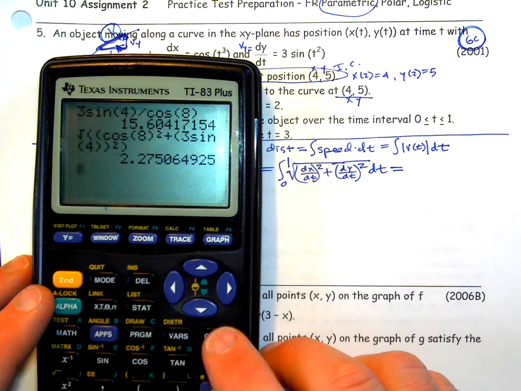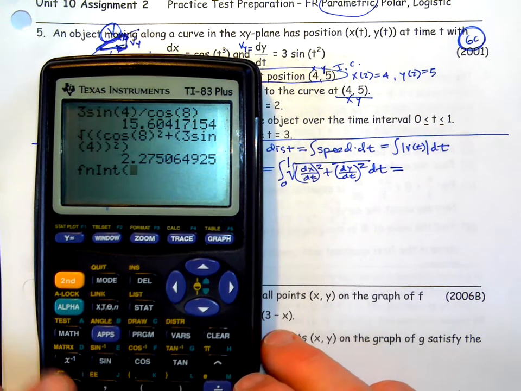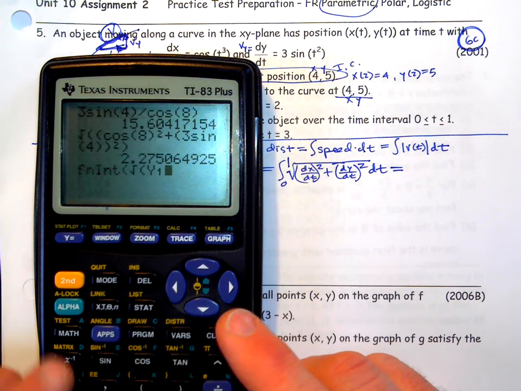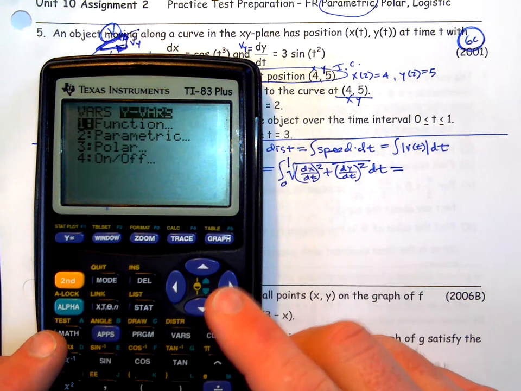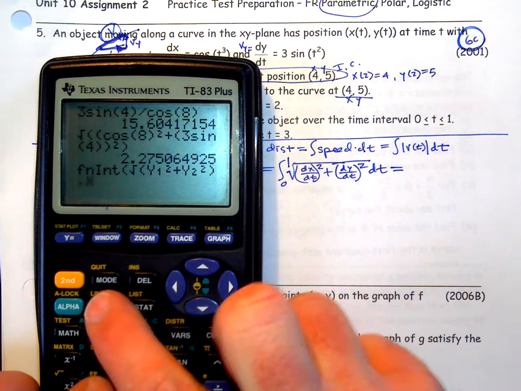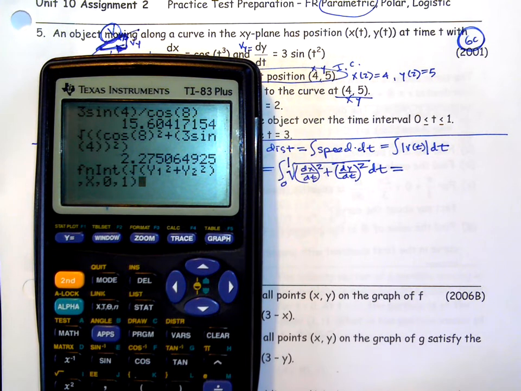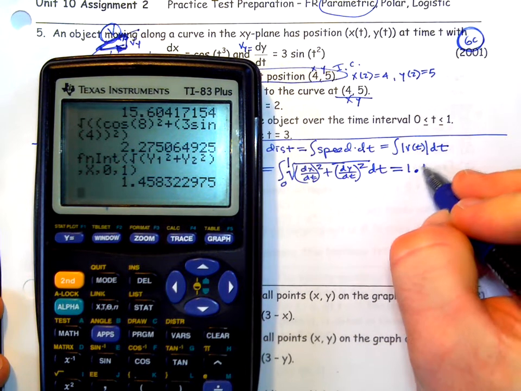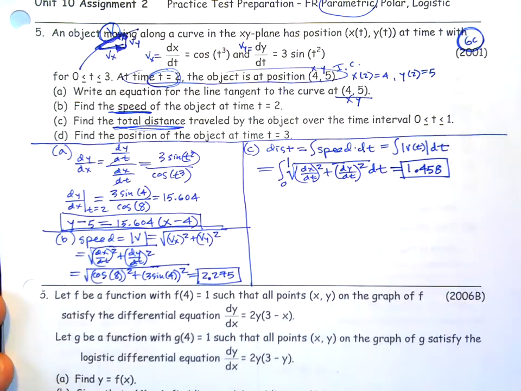So on my home screen, I'm going to do math 9. That's integration. Square root, vars, y vars, function, y1 squared, plus vars, y vars, function, y2 squared, close parentheses, comma x, comma 0, comma 1. We're putting x's even though there are t's. And we get 1.458, rounded or truncated, the same through three decimal accuracy.